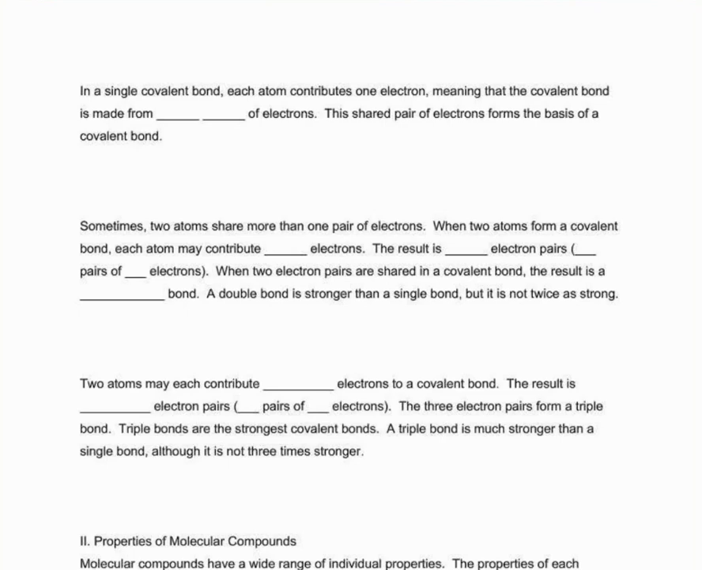So in a single covalent bond, each atom is contributing 1 electron, which means that the covalent bond is made from 1 pair of electrons. The shared pair of electrons forms the basis of the covalent bond. So let's talk about fluorine. And we've got 2 that are in close proximity. They're going to start sharing. So fluorine has 7 valence electrons. And so I'm going to draw it like this with the single electrons facing each other.